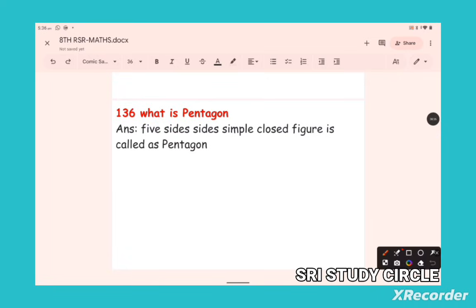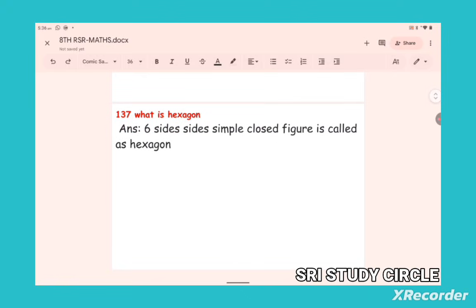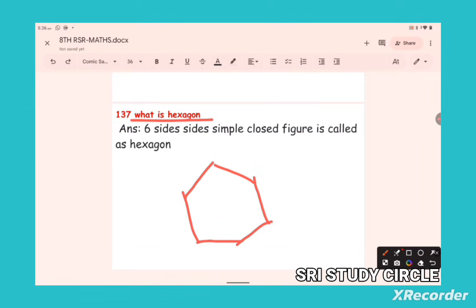Pentagon. A closed figure with 5 sides is called a pentagon. So this is a pentagon. Next one, what is a hexagon? A closed figure with 6 sides is called a hexagon.